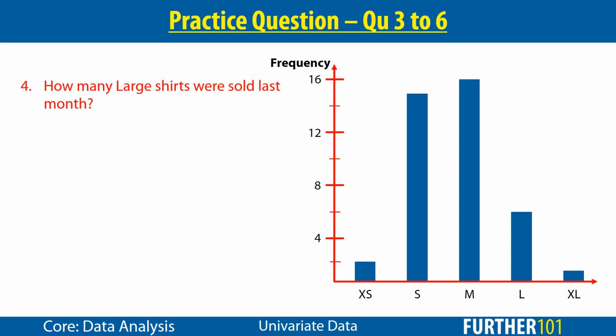The 4th question asked how many large shirts were sold last month. Now in fact we calculated this in the previous question, but we can also read it off the graph here, and we can clearly see that there were 6 shirts sold in the large size.